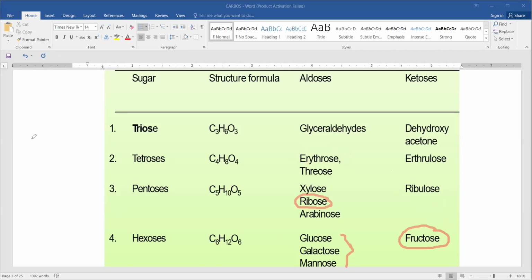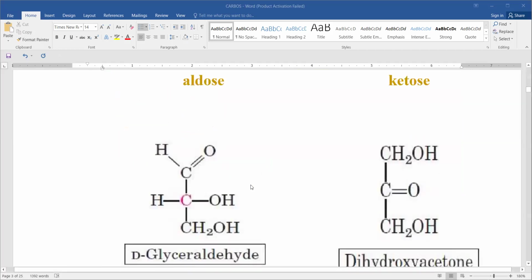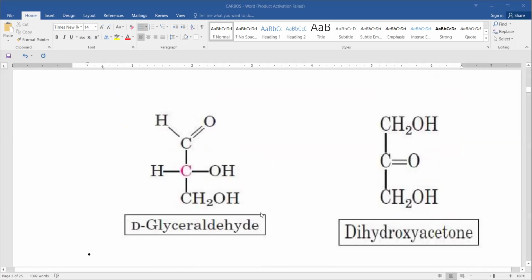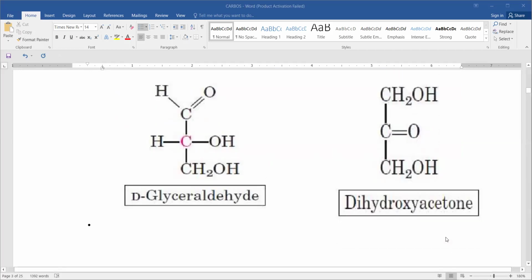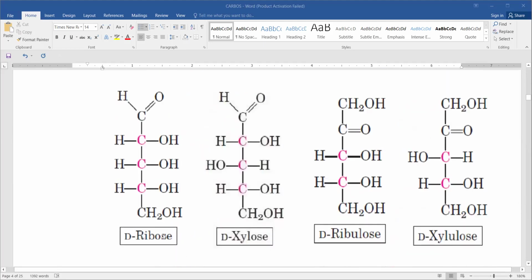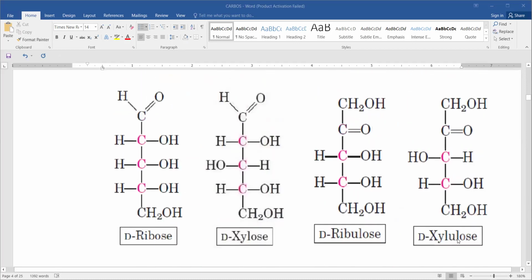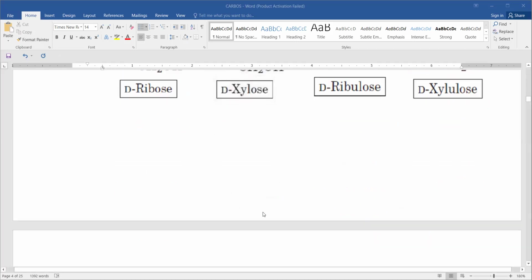Okay, so these are some of the important compounds. And then, triose. Glyceraldehyde, the simplest of all carbohydrates, are D-glyceraldehyde and dihydroxyacetone, which are trioses. Tetroses are erythrose, erythrulose. Pentoses are ribose, you remember that? Xylose, ribulose, xylulose. Here these two have a keto group. These are the ketopentoses. These two are the aldopentoses.